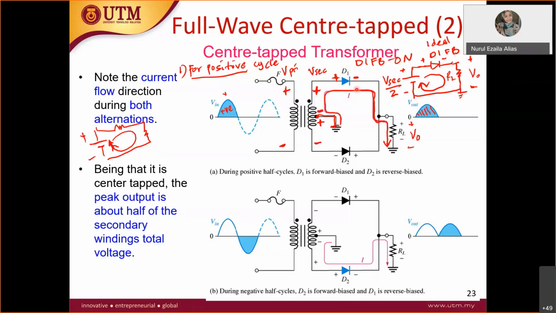Then you will be able to get your V out. Okay, now let's take a look at D2. What happened to the D2 here? So now D2 here, this is your anode.